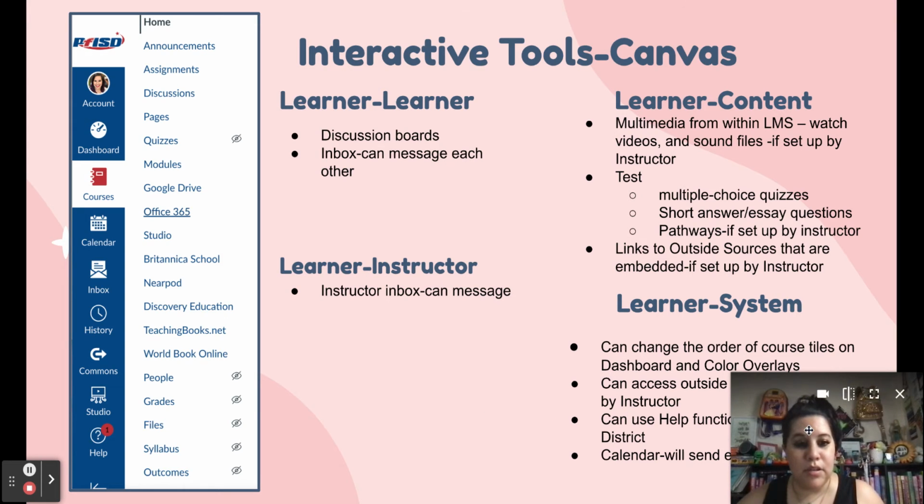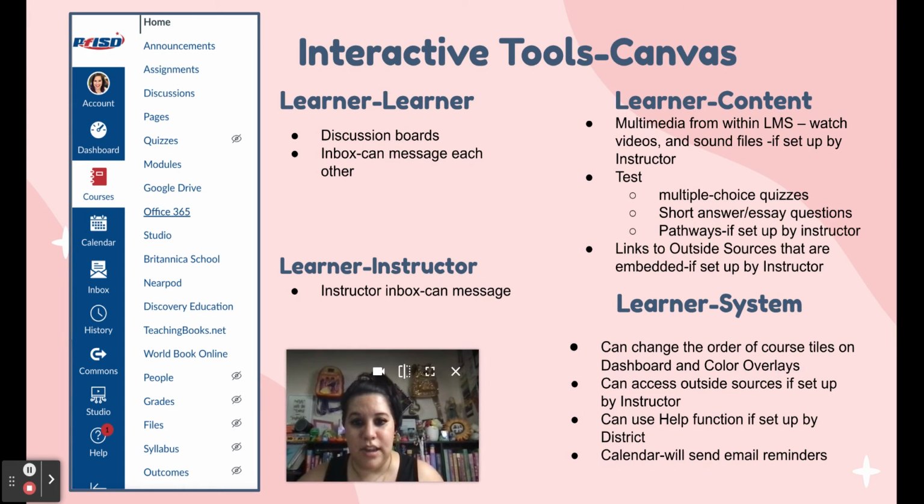And I'm going to move my little camera box so you can see everything here. All right, so in Canvas for learner to learner, there are discussion boards where the students can interact with each other. And there's also the inbox where they can message each other. Now, in my district, you also have the settings where you can change that if you get a message in your Canvas inbox, it can also go to your email. But in my district, we have that turned off, so students have to actually check their Canvas inboxes.